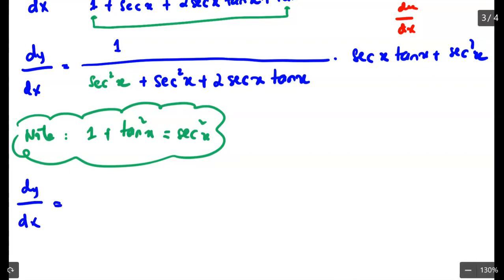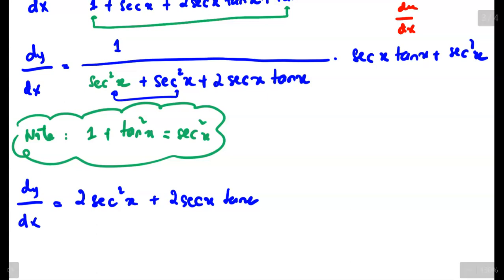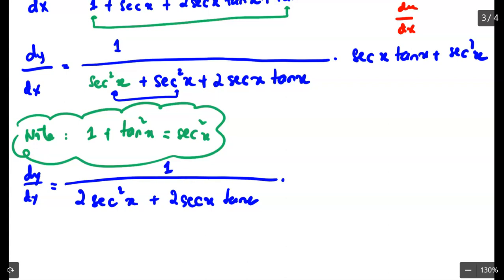So what I'm going to do now is add these two. Adding these two will give me 2 secant square of x plus 2 secant x tangent of x. So this should still be divided by, so equal to this, divided into 1 times secant of x tangent of x plus secant square of x.